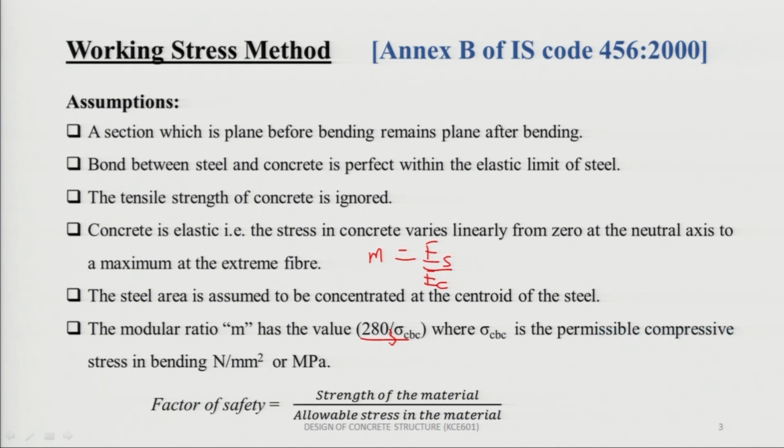So, why is this value taken? Because it incorporates the creep effect. So this value does not ignore creep; it actually incorporates the effect of creep.